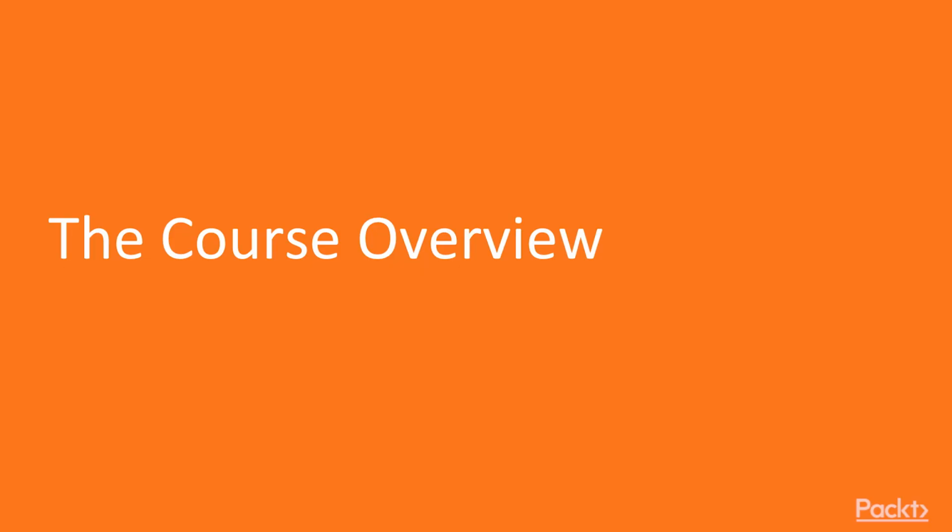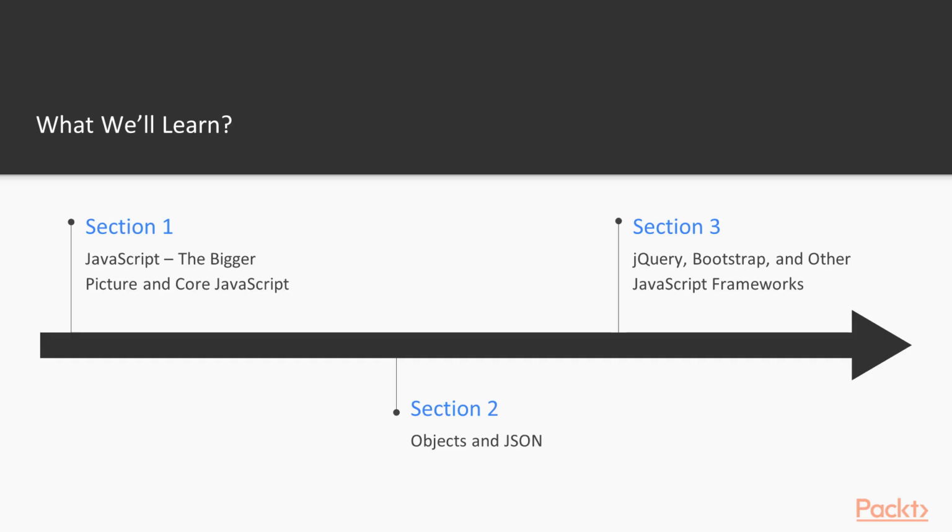A little bit about the course. What we're going to learn. In section 1, we're going to talk about the bigger picture of what is JavaScript, and we're going to talk about the core JavaScript concepts. So this is where we're going to learn the basics of the JavaScript language, how it works, and how to do things. In section 2, we're going to talk about objects and JSON, which is JavaScript object notation, which is a useful way of both storing data as well as reading data, and how JavaScript objects are also notated.